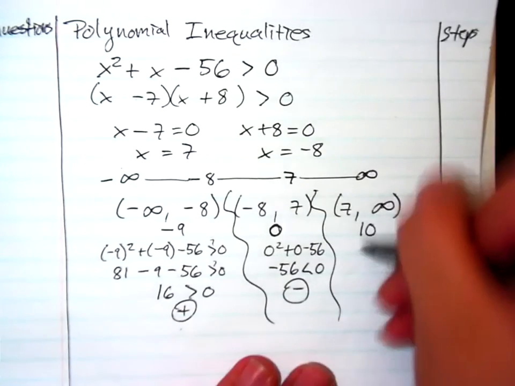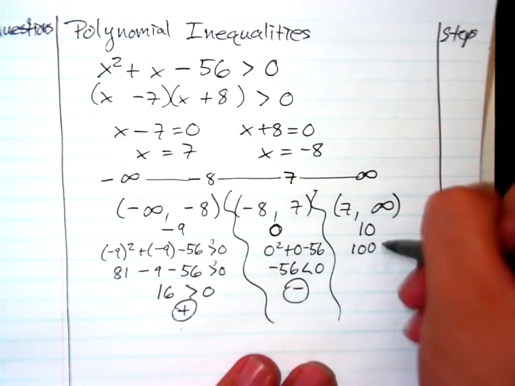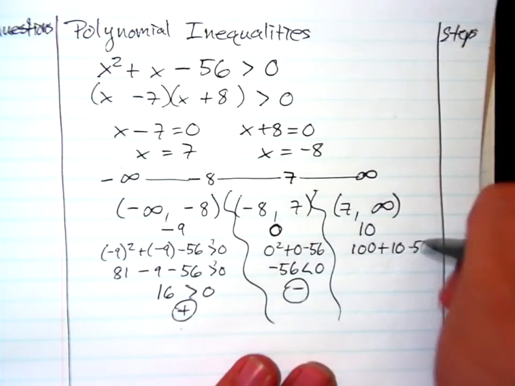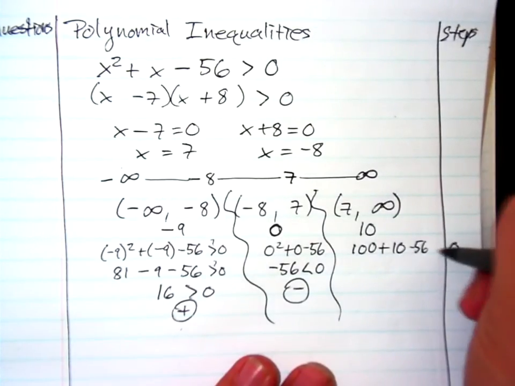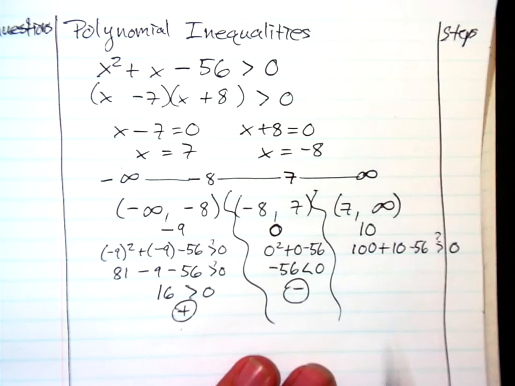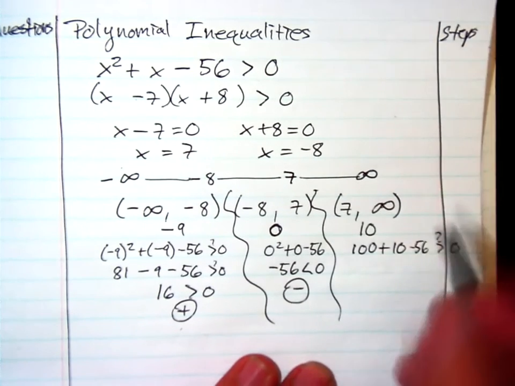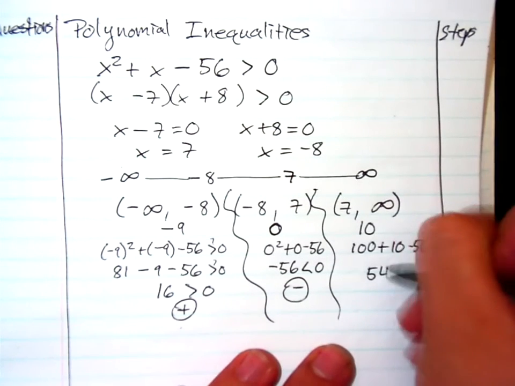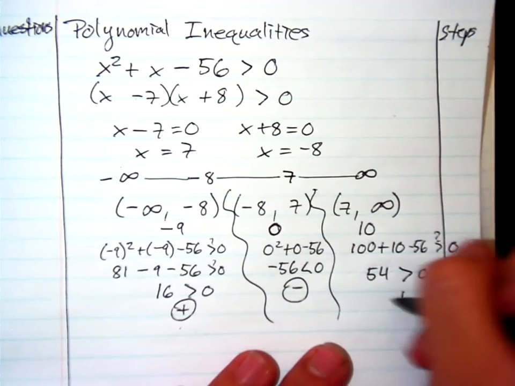This one, let's test 10. So 100 plus 10 minus 56. And in relation to 0, I don't know yet, so I'll put a question mark. 110 minus 56 will be 54. 54 is definitely greater than 0, so that is also positive.